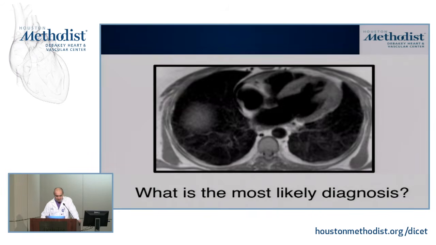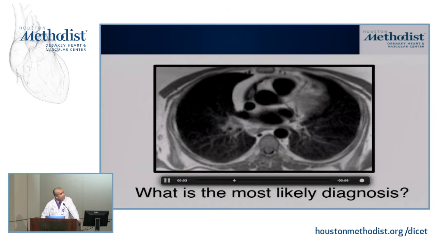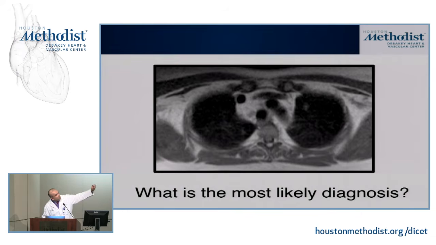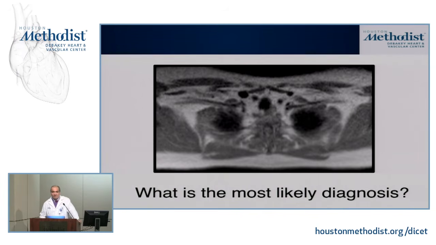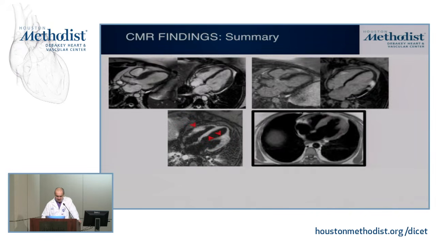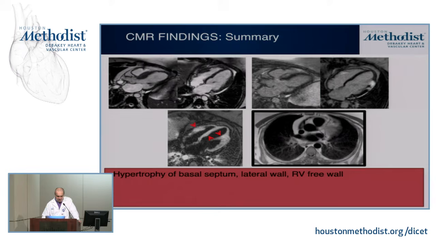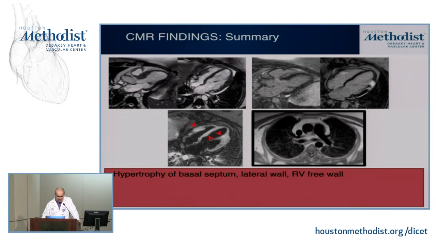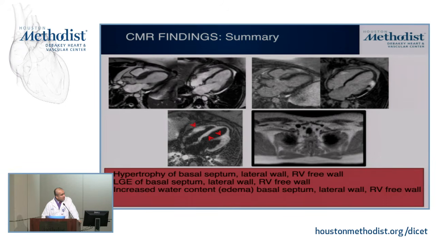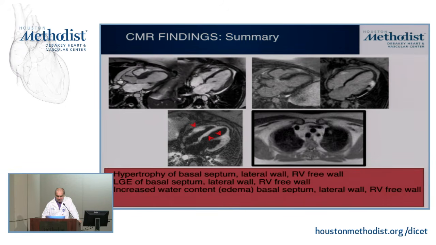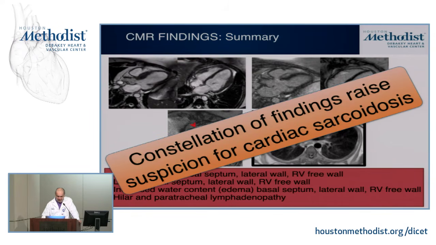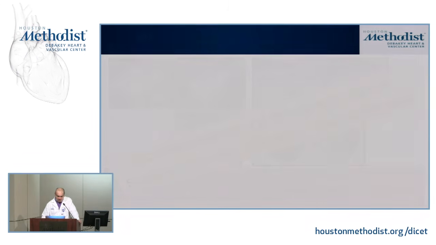And then one last thing we always do in every case is do a quick survey through the chest. And in this person, when you look at the perihilar area, you can see all these little gray shadows. These are all lymph nodes, enlarged lymph nodes. So there's evidence of lymphadenopathy. So obviously you put all of these things together, that gives you the diagnosis of cardiac sarcoid, where you've got increased wall thickness in the basal septum and lateral wall, RV free wall. You've got LGE in those areas. You've got increased water content based on T2 weighted imaging, and then you've got adenopathy. And this person went on to get biopsy and confirmed to have, in fact, sarcoidosis.